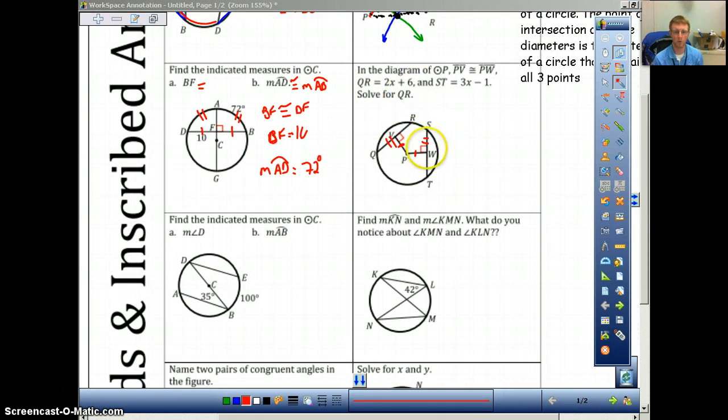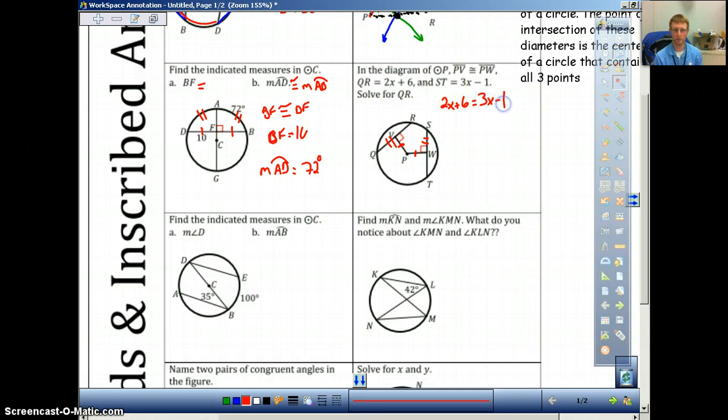Well, we now know that the chords are equal to each other. So we can set these equations equal to each other, because if QR is 2x plus 6 and ST is 3x minus 1, we know that QR and ST are equal to each other. So we set those expressions equal to each other and we solve. Minus 2x, minus 2x. We're left with 6 equals x minus 1. Add 1, add 1. We're left with x equals 7.